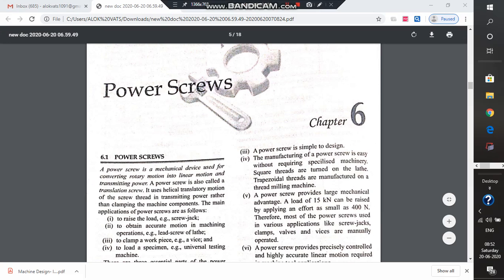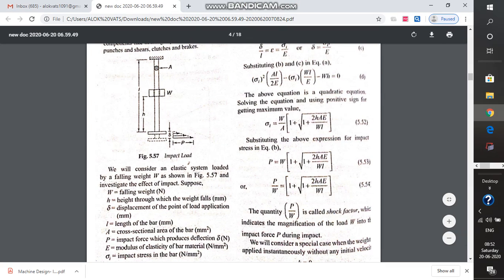And the next topic is the power screws, and we will be doing it in our next video.